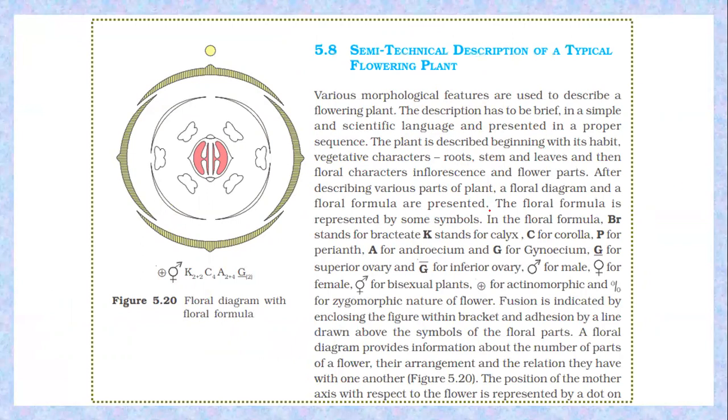We'll be discussing the important points. Br stands for bract, K stands for calyx, C for corolla, P for perianth, A for androecium, G for gynoecium. G with a line drawn underneath indicates the superior ovary. G with a line above indicates the inferior ovary. This is the male, this is the female. Bisexual plants. This symbol indicates the actinomorphic condition. This indicates the zygomorphic condition as well. So actinomorphic and zygomorphic flower.